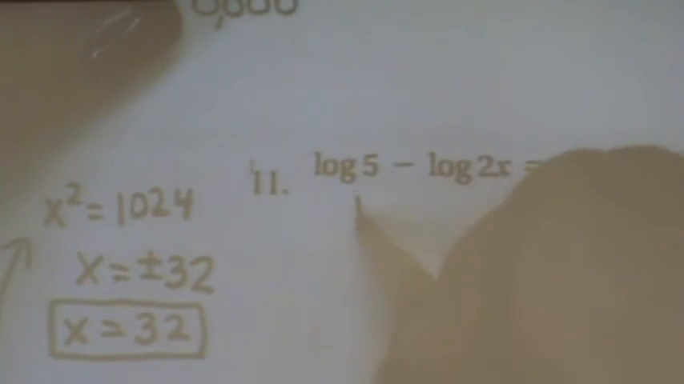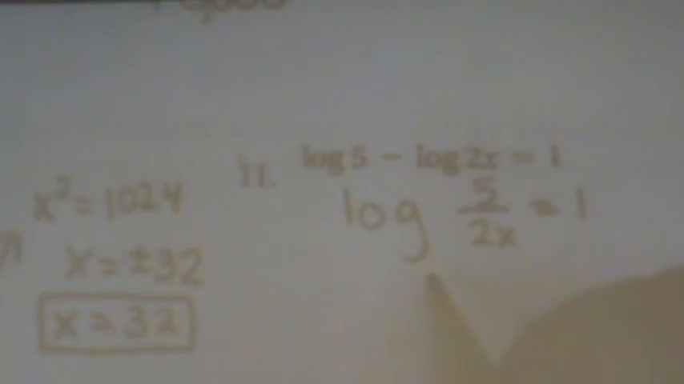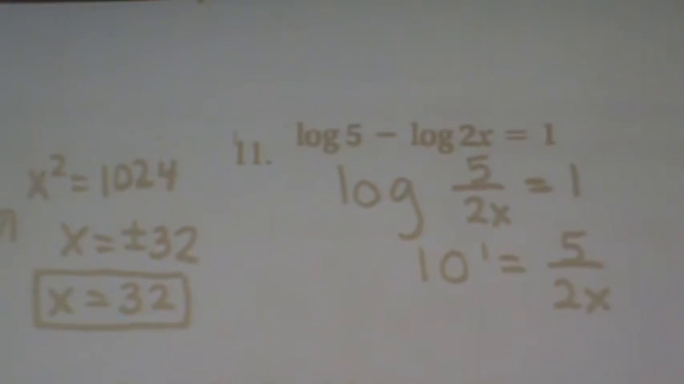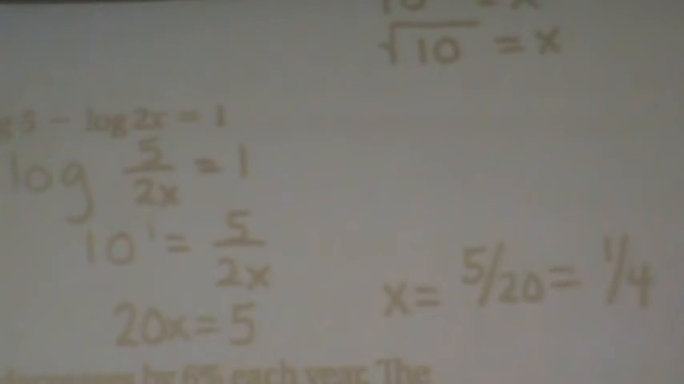Okay, number 11, how do you condense this left side? Division. So it's 5 over 2x. And what's the base? 10. So rewrite this as 10 to the first power is equal to 5 over 2x. Then what? You're going to multiply. You get 20x equals 5. And what's x? It's 5/20ths or 1/4. Questions?